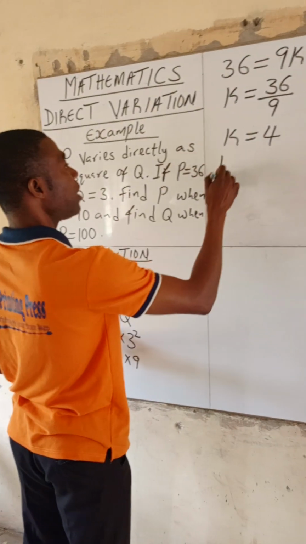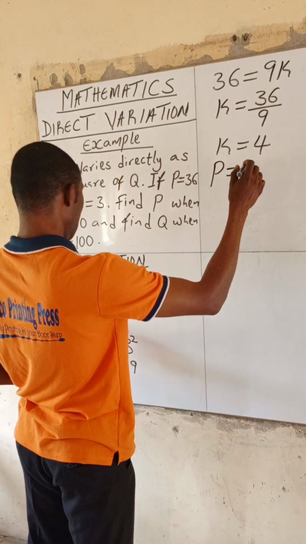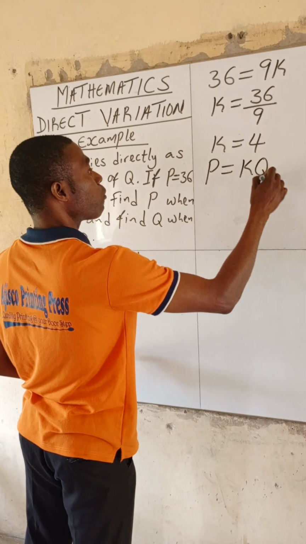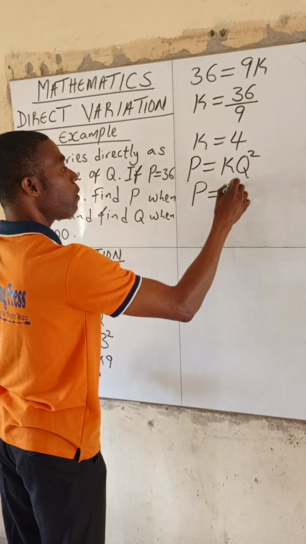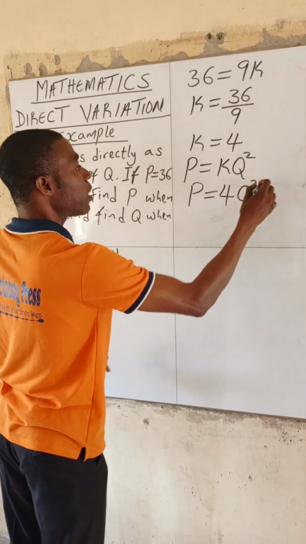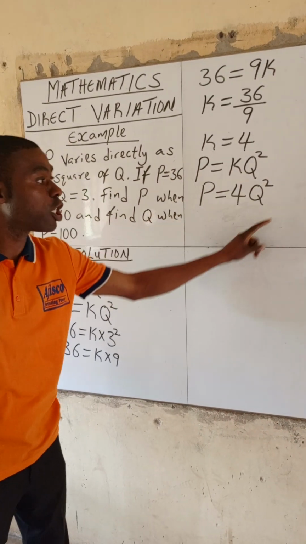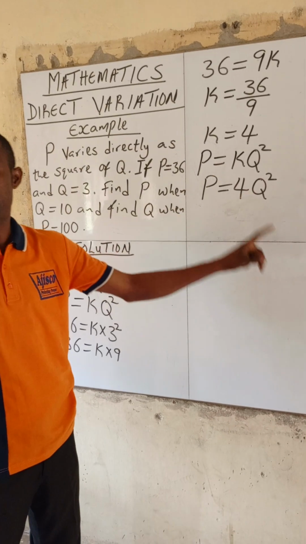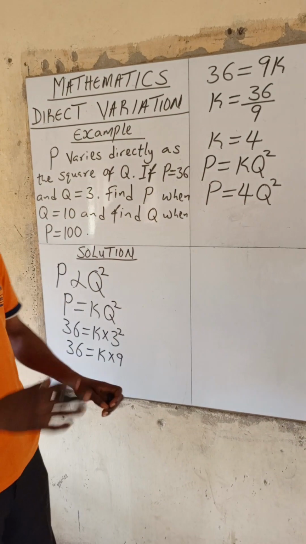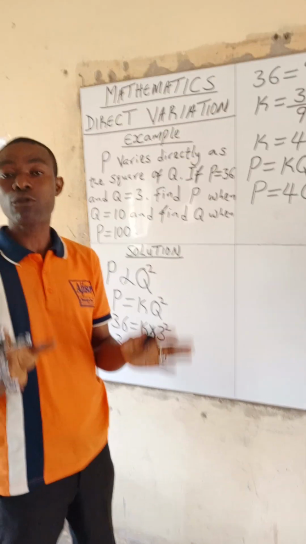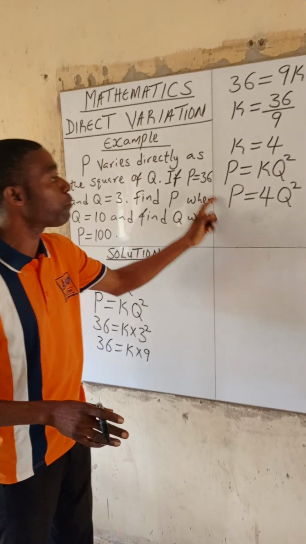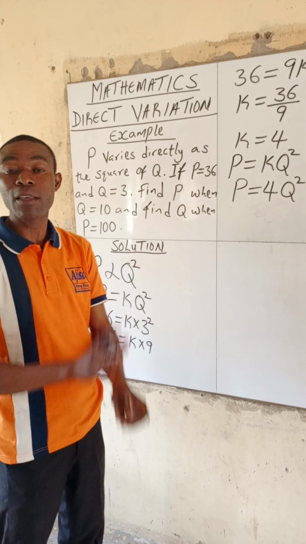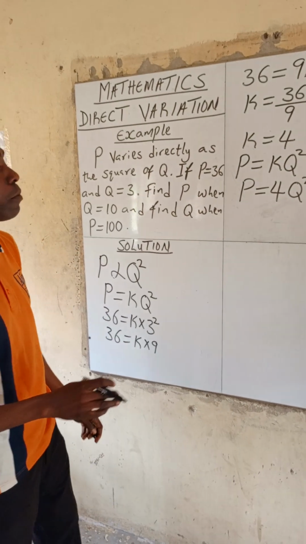So we now have P equals KQ squared. Now we have P equals 4Q squared. So this is the relationship between P and Q. Now, no matter any question they ask us to solve, we always start from that relationship. That is why it is important to first find the relationship.